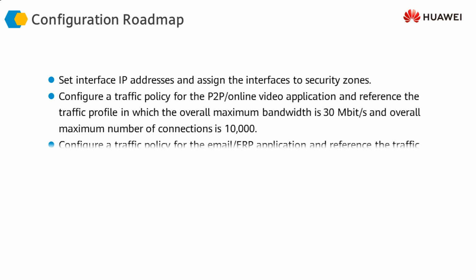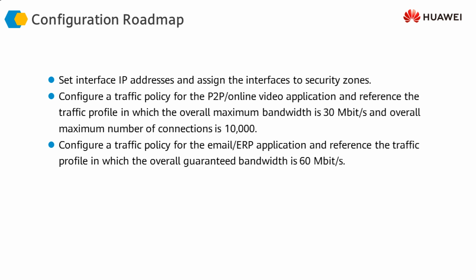How are we going to configure this? First, we set the interface IP addresses and assign these addresses to security zones. This is basic firewall configuration, which is essentially a prerequisite for configuring bandwidth management. Then we configure the profiles for P2P and online video traffic, where we configure 30 megabits and 10,000 connection limits. And then we configure the profile for email and ERP traffic, where we limit the traffic to 60 megabits per second.